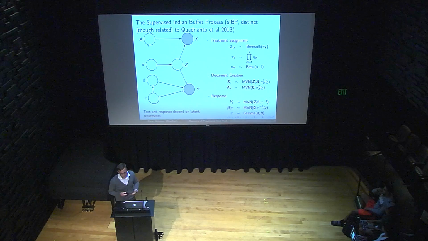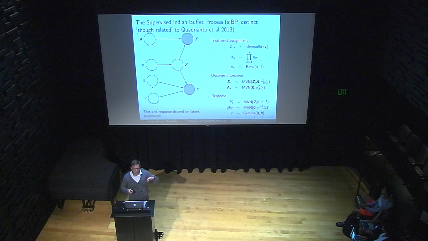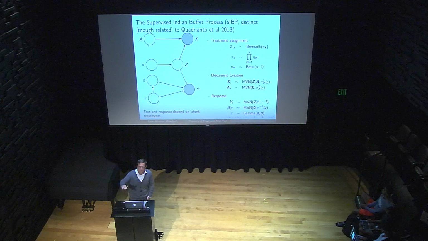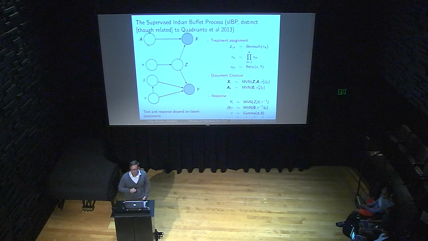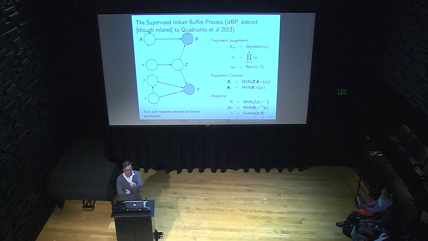To do this, what we're going to suppose is that for every one of our documents that are assigned to an individual, we have some underlying feature representation. That feature representation then is going to generate the texts that are observed and is going to be used to generate the responses to those texts. So the z vector becomes the underlying glue across these two components.